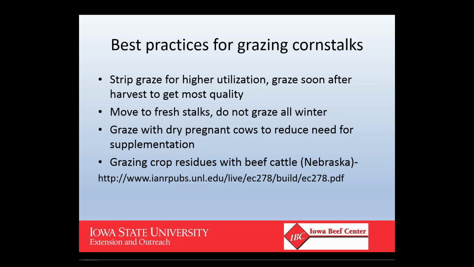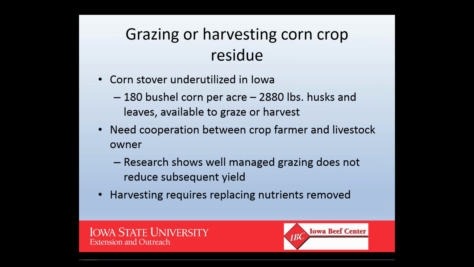It's also very important in our environment to use the cornstalks first when they're higher value, and then graze stockpile later if you have that available, because the grasses will hold their nutritional value much later. And a basic 180 bushel corn should have almost 3,000 pounds of husk and leaves. So that's a lot of feed resource.